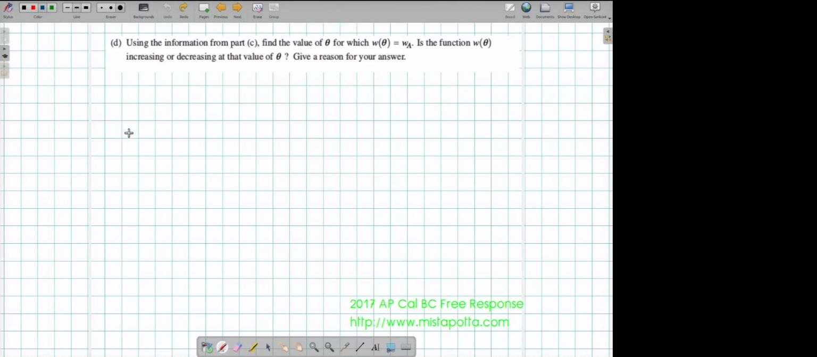So what I've got is that our 2 cosine theta minus the expression 1 plus sine theta cosine 2 theta has got to be equal to 0.485. And I want to solve this for theta somewhere between 0 and pi over 2.